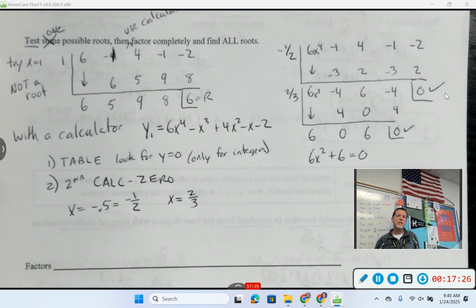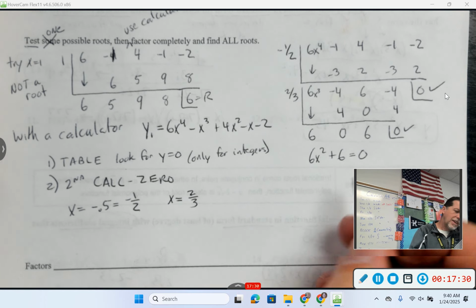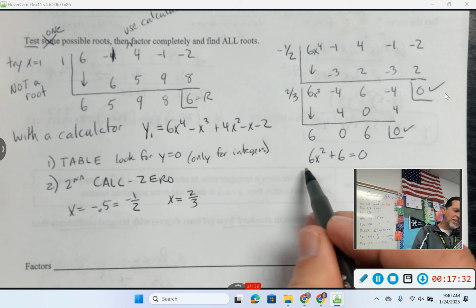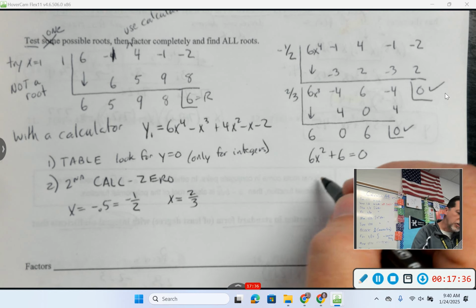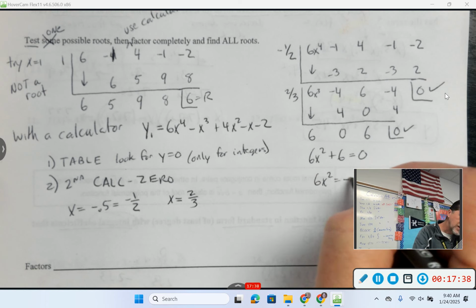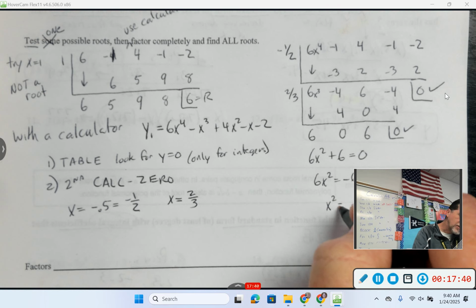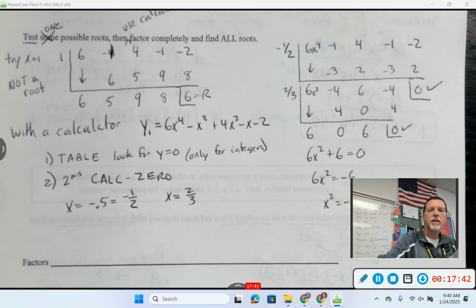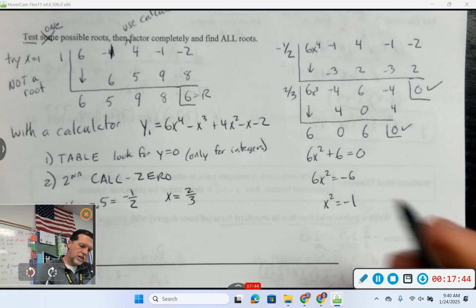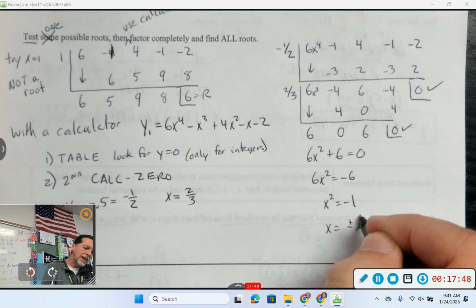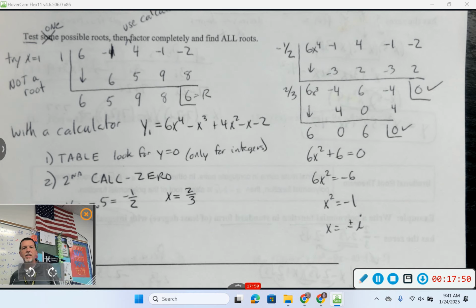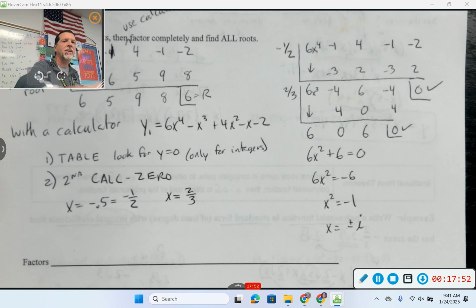Let's see here. Let's find the 6 is a little bit weird. You can factor it out, or you could just move it over. So x squared equals negative 1. So x equals plus or minus i. How many zeros do we have now? We got our 4 zeros.